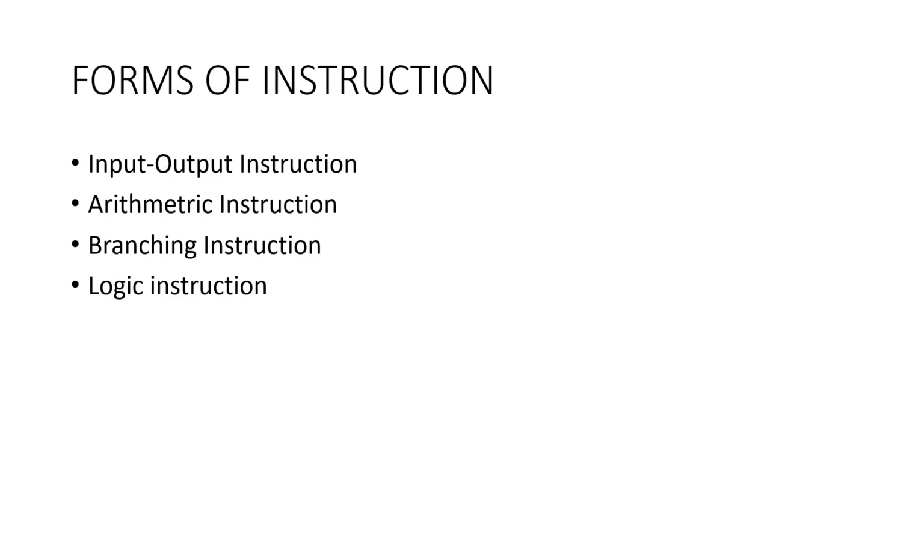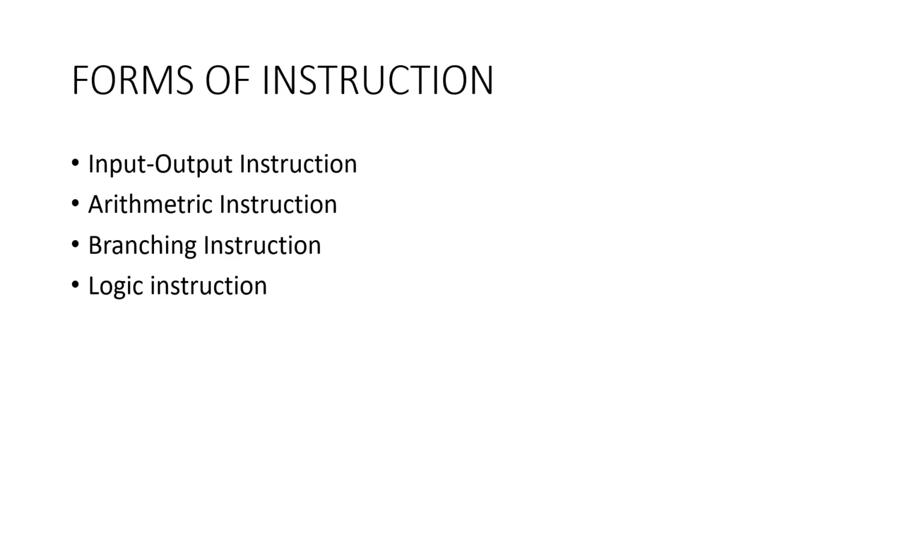Then today we are going to move on to instructions. We are told that instructions are housed in the computer system. We have different forms of instruction. We have the input instruction, the output instruction, the arithmetic instruction, the branching instruction, and the logic instruction. Now let's take these instructions one by one.